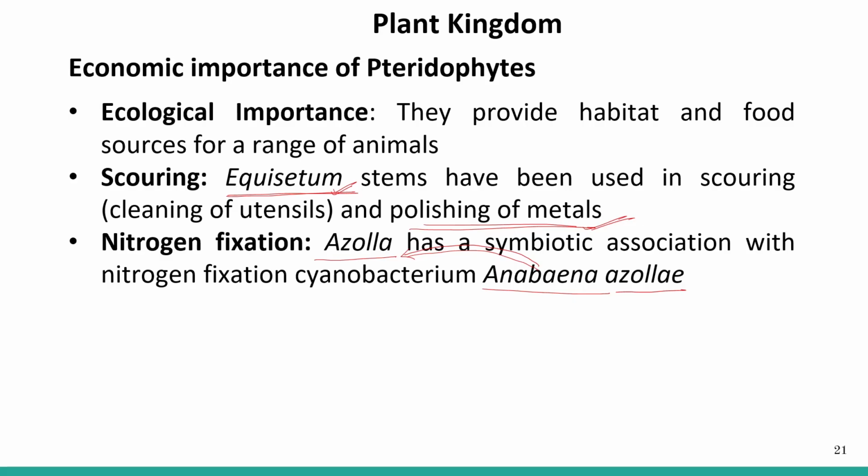So this is all about pteridophytes. We will meet in the next session and talk about gymnosperms.